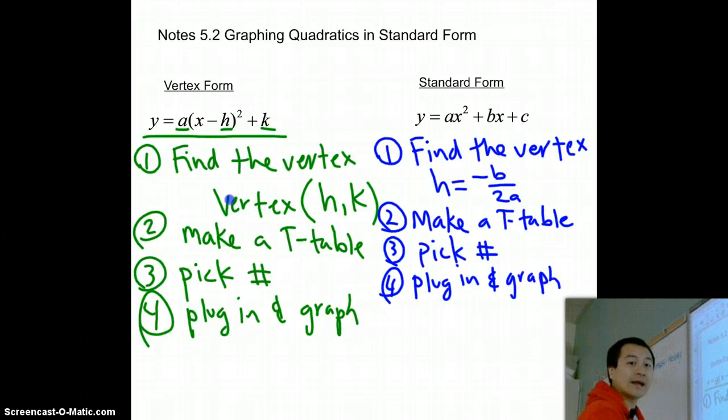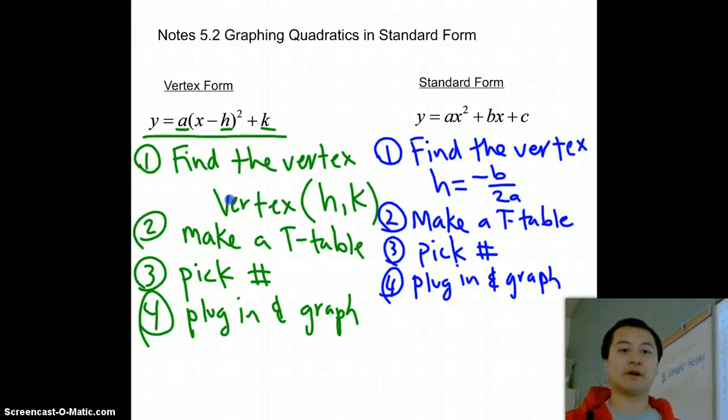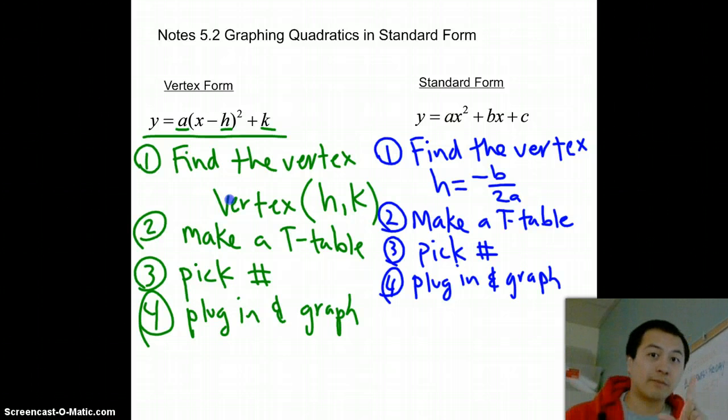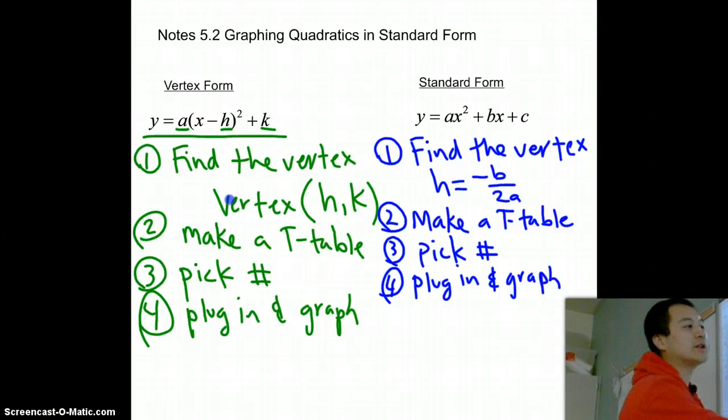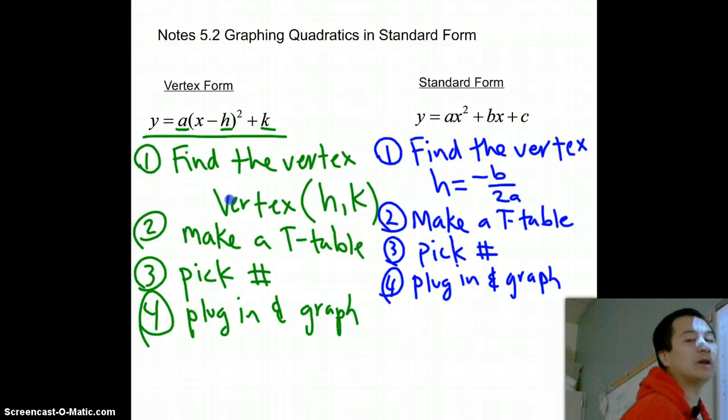I want you to look at these steps compared to the other steps. What did you notice that is different? Not a lot, right? They're actually really similar, so you don't have to memorize things. The idea is we want to plug in points to graph it. But which points do we plug in? The vertex helps us find out those points. So I need to plug in points, and I find the vertex to tell me which points to plug in. But finding the vertex is different for both equations. This one is just H and K. You just look and pick them out. This one you actually have to figure out, which is -b/2a.